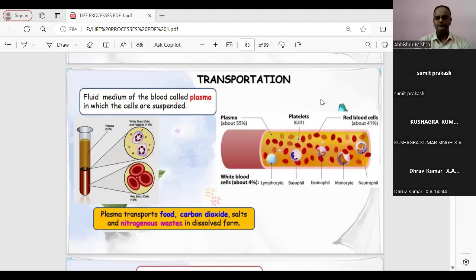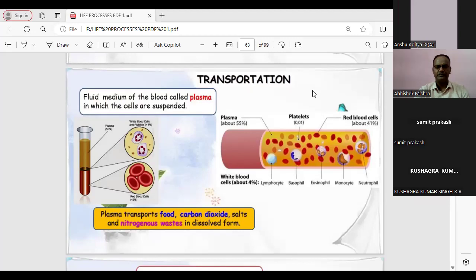Okay, Sumit again. Sumit, I think you should disconnect and join the class again. I will admit you. I think the problem will be sorted out. Some network issues are coming from your side. Okay, Anshu, unmute yourself. Other functions? Sir, it transports food.